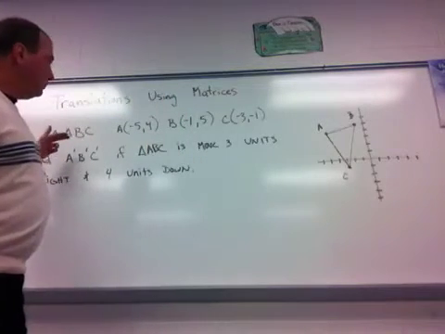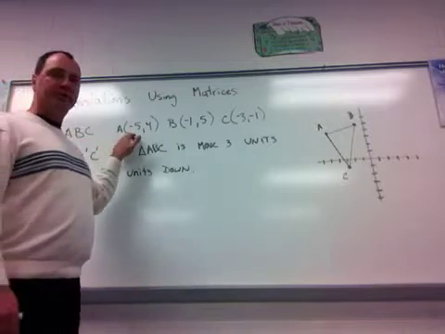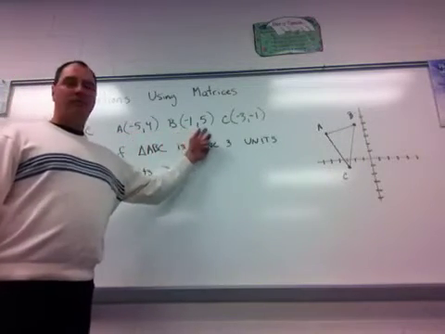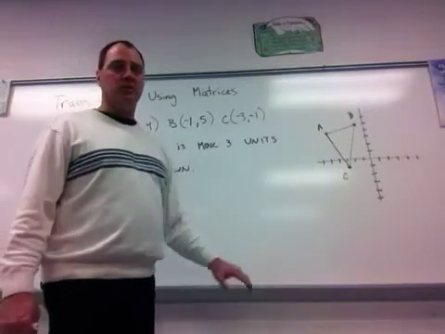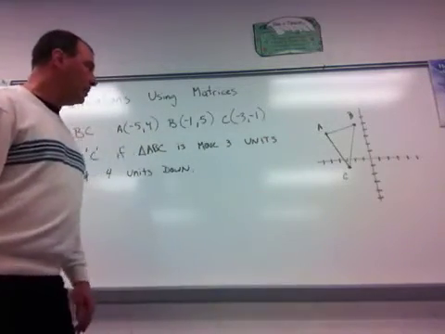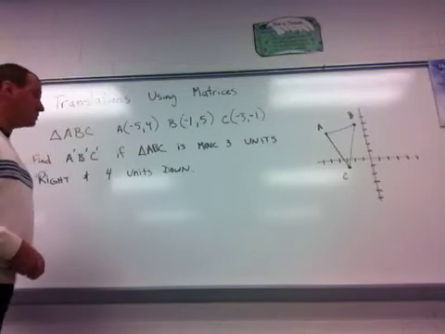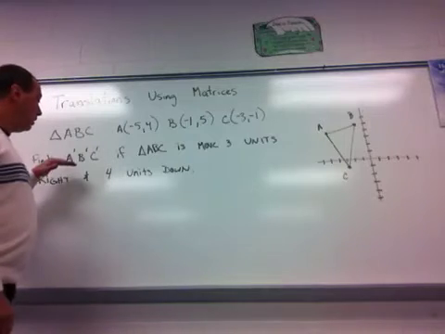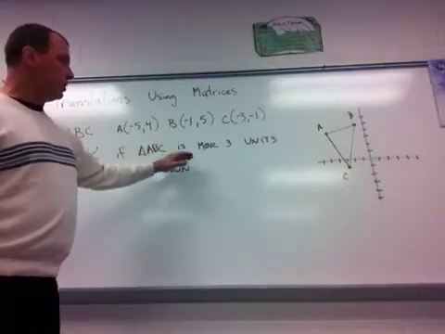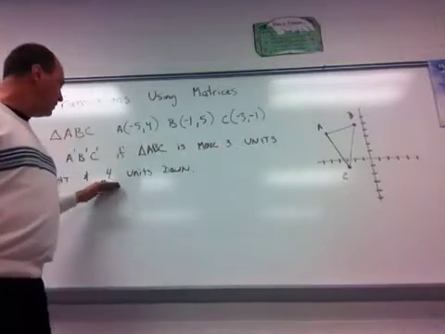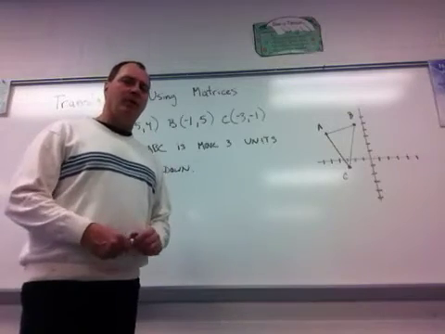Now, in this example, we have a triangle ABC where A has the coordinates -5, 4, B is -1, 5, and C is -3, -1. And I've actually graphed that over there so you can see what it looks like. And we want to find its translation matrix or figure, A prime, B prime, and C prime, if we move this triangle 3 units to the right and 4 units down. Now this is a pretty simple operation actually.